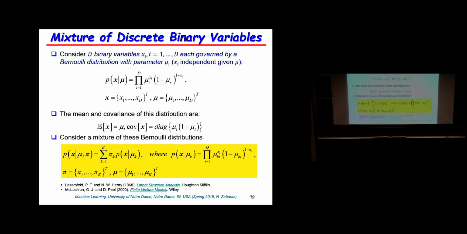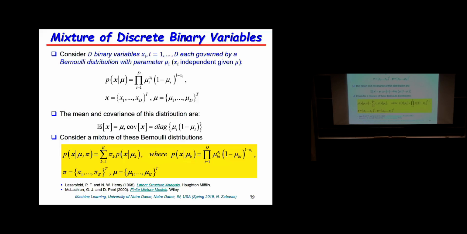If I write x and mu as vectors, all of them together, then the expectation of x is mu, and the covariance is the diagonal of mu_i times 1 minus mu_i. So you notice there are no correlations between those D random variables. This is very important. They are independent. That's what it is.